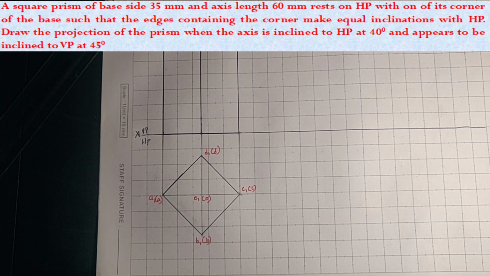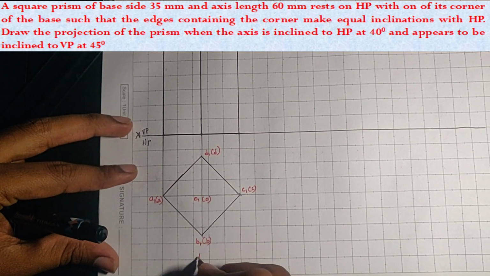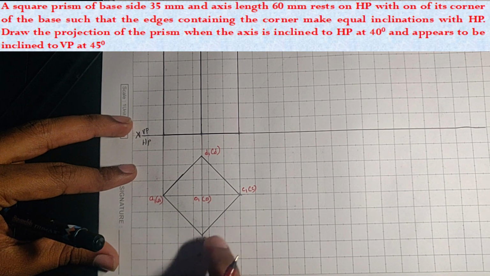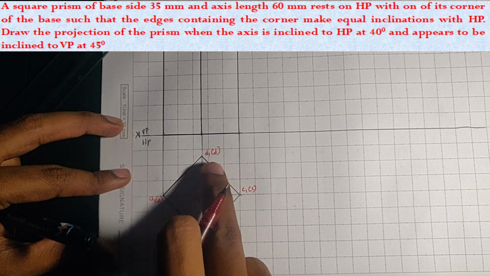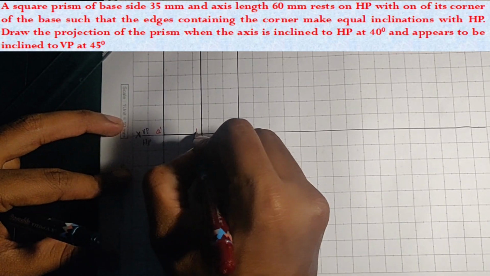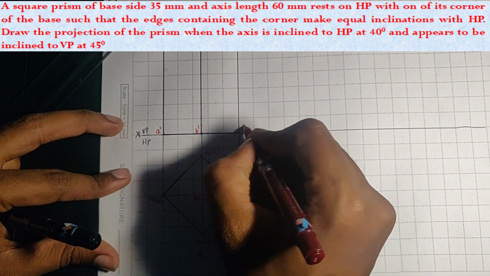So let me name this. If I see in this direction, let me name the bottom surface. A is visible, B is visible, C is visible, D is the farthest point, so this is not visible. So let me name this. It becomes A dash, B dash, C dash.